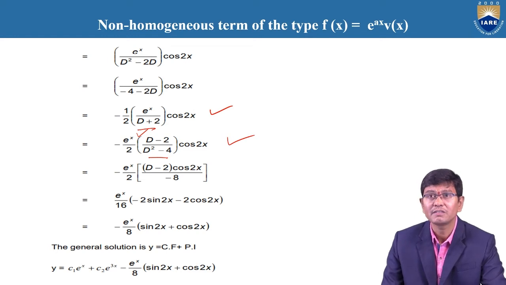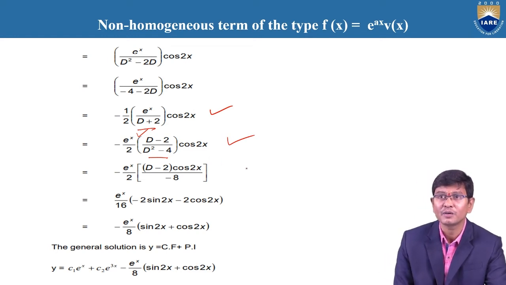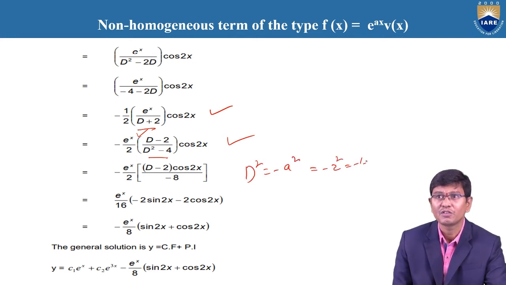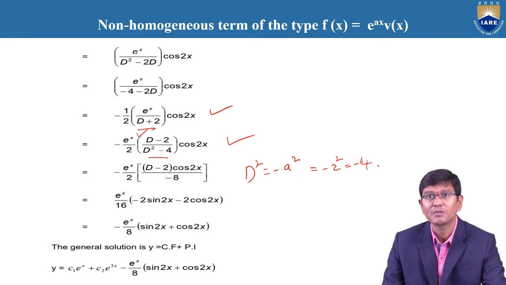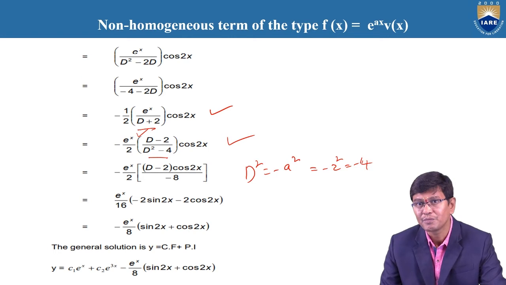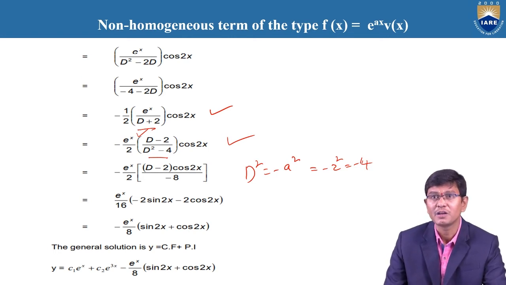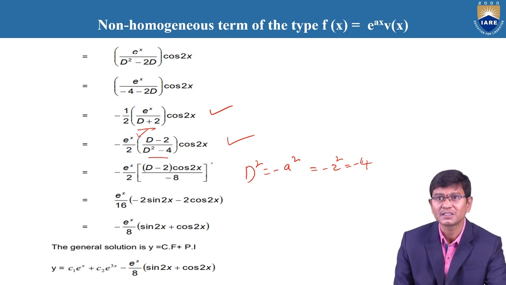Therefore, in the equation once again you need to replace the denominator, that is d square is equal to a minus a square, which is minus 2 square, equal to minus 4. Therefore, after the simplification of the denominator here, that is e power x minus e power x by 2, the denominator is minus 8, the numerator is d minus 2 into cos 2x.